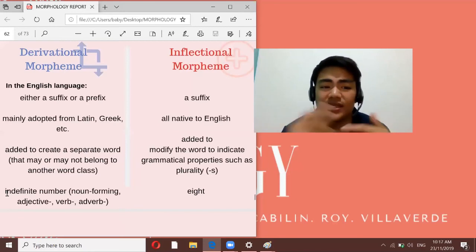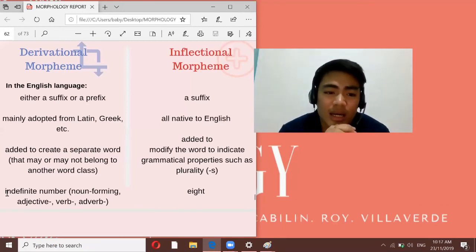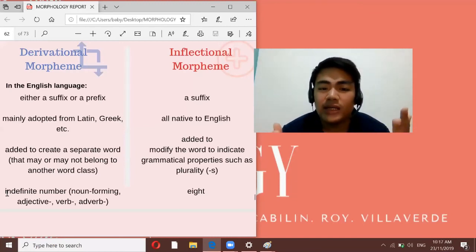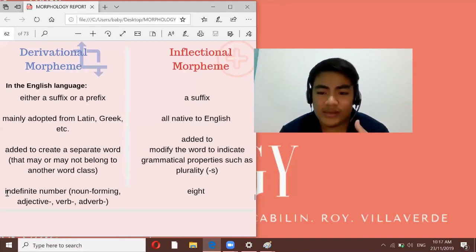Mind you that these derivational morphemes and inflectional morphemes may be similar to other languages as well.